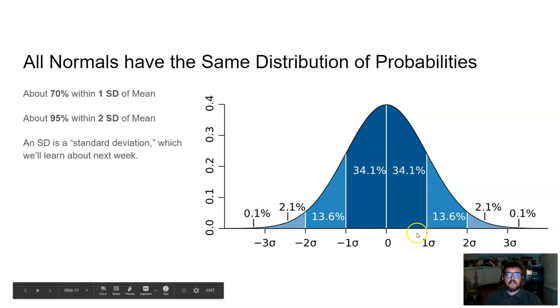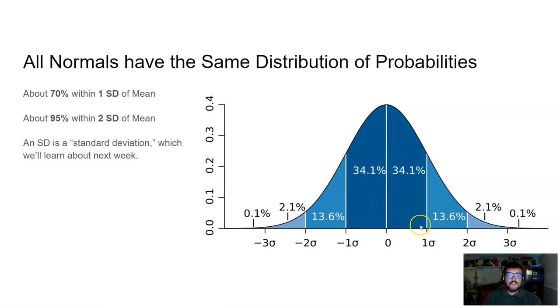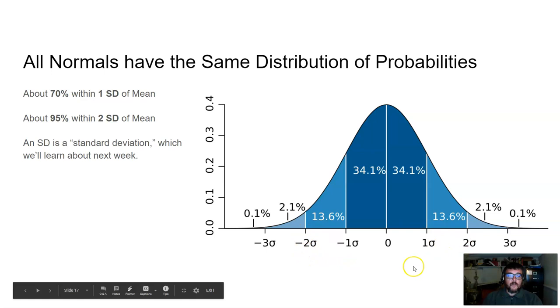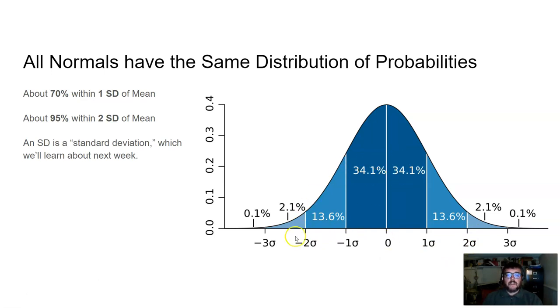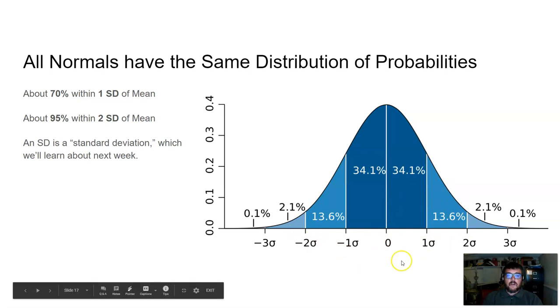So one standard deviation away from the center is about 1/3 of the values. So the area within 1 standard deviation, which is 2 standard deviations wide, has more than 2/3, about 70%, of the values of the distribution. If you go 2 standard deviations, so that's a total of 4 standard deviations across, then you have 95% of the values. And we'll learn a little bit more about standard deviation next week, but the idea here is that most of the distribution is crammed in close to the center.